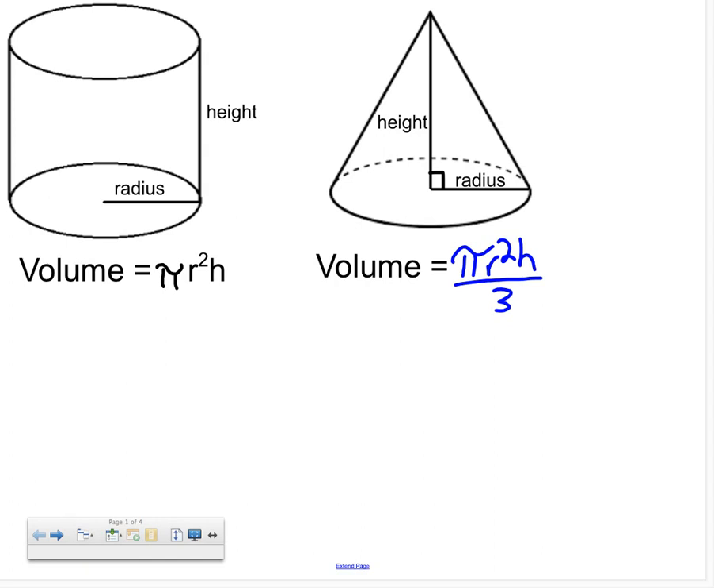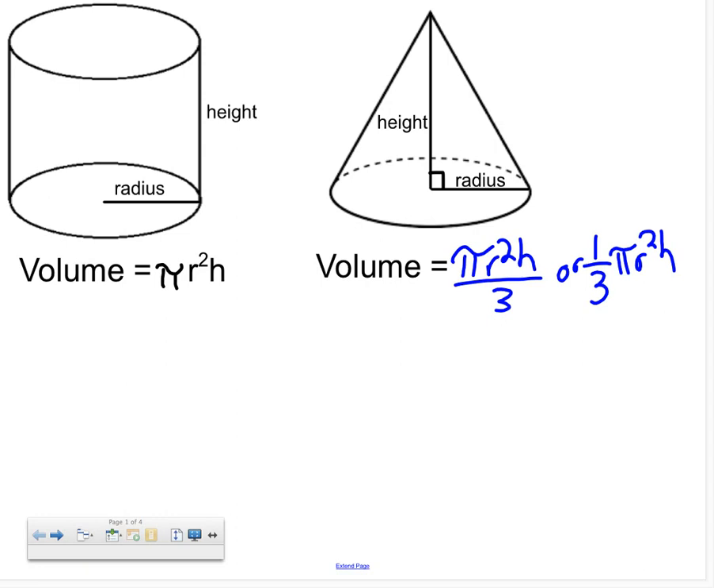Some will write it like this as well. There's another version, so I'll put an or here. It says 1/3 pi r squared h. So it's another version of the formula that does the exact same thing, just a slightly different way of writing it. If you multiply by 1/3, that is the same as dividing by 3.